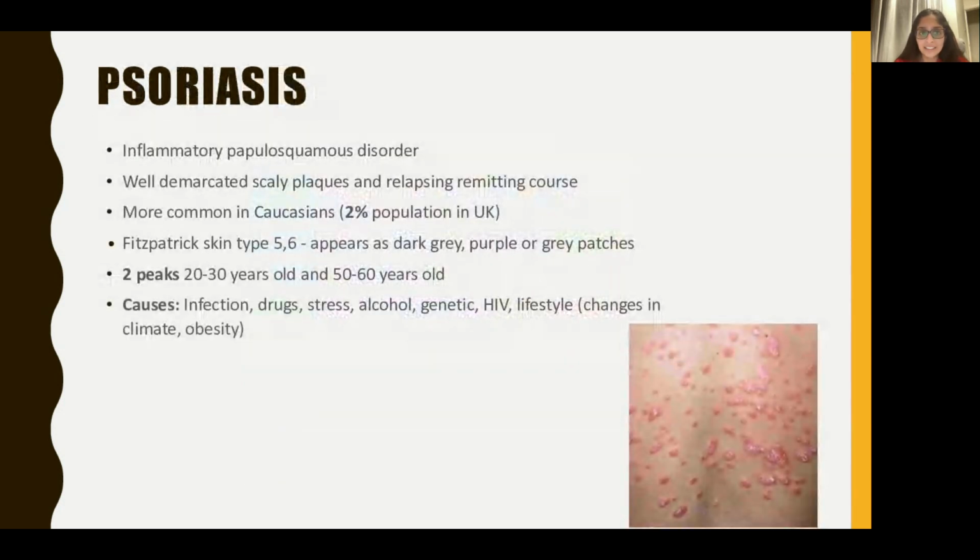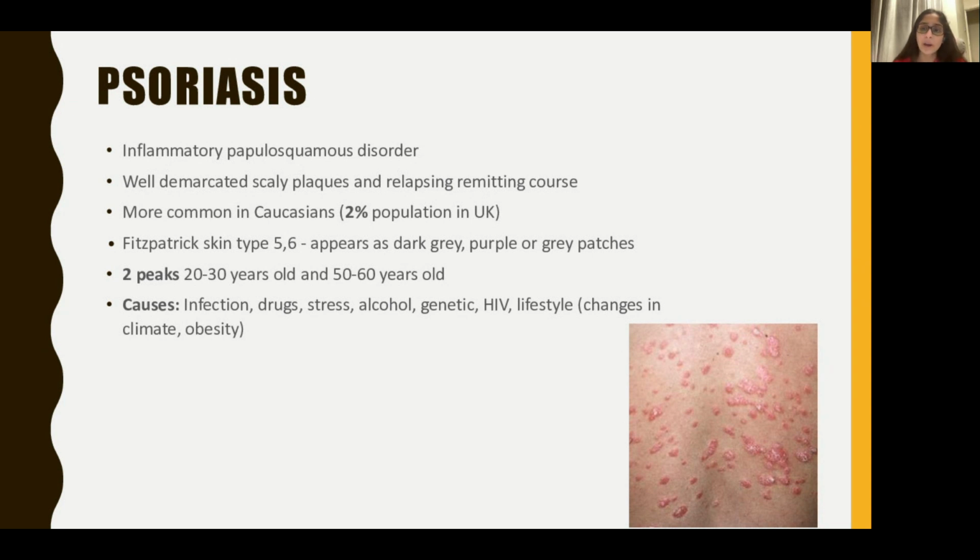So psoriasis is an inflammatory papulosquamous disorder. So you will see well demarcated scaly plaques, and there will be a relapsing and remitting course. It is more common in Caucasians, and when it occurs in Fitzpatrick skin types 5 and 6, as the previous image showed, it would appear more purple or dark grey in appearance. It's related to abnormal T cell activity.